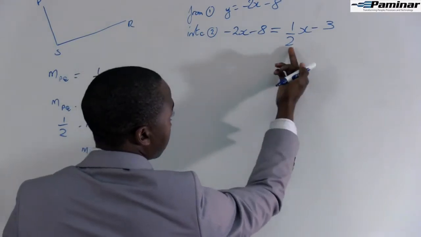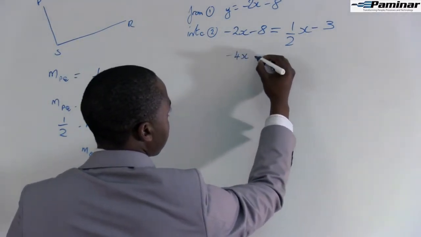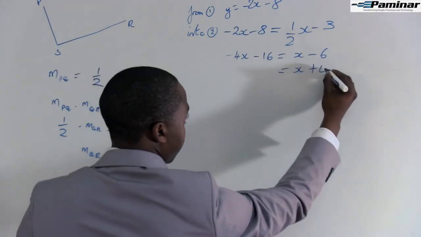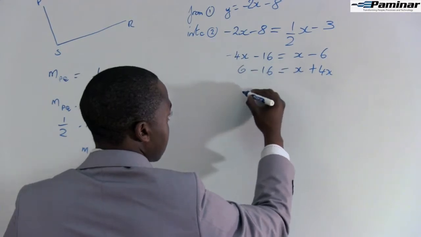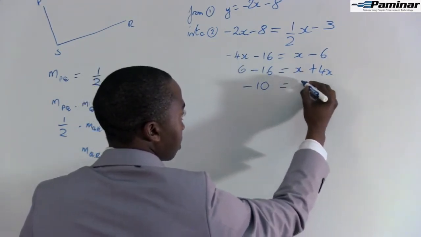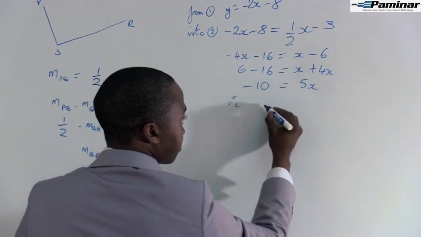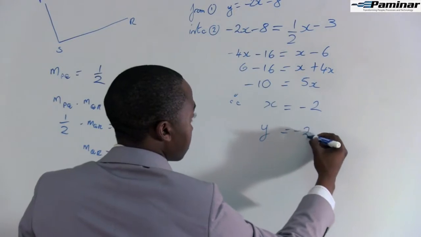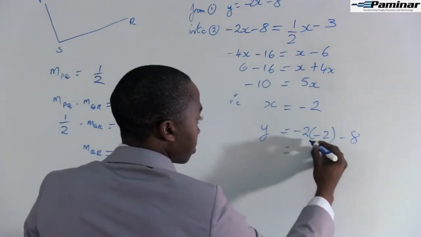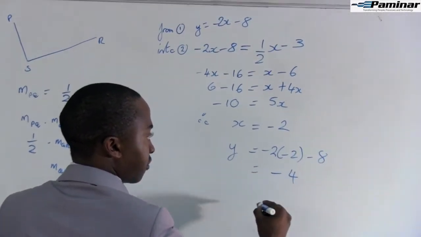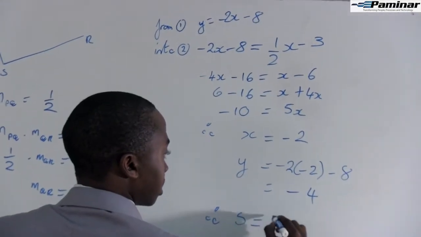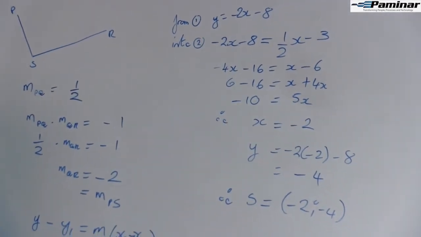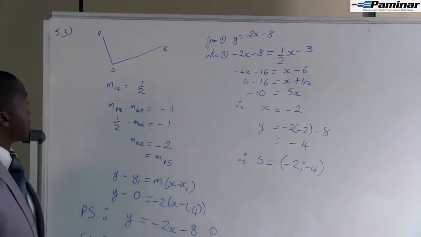Then we'll solve for x now. This will simply become, if we multiply out by the 2, we'll have -4x minus 16 is equal to x minus 6. Bring this 4x this side, it becomes x plus 4x. Bring the -6 this side, it becomes 6 minus 16. This is -10. And that will be 5x. Therefore, if you divide both sides by 5, you'll get x is equal to -2. Then lastly, y should equal, if we substitute into that equation, -2 times -2 minus 8. This will become 4 minus 8, which is -4. Therefore, S is the point -2, -4. Okay, any questions? Okay, so that's question 5.3 done.